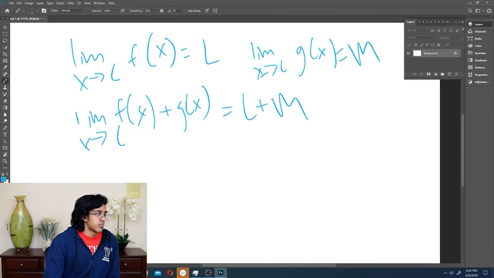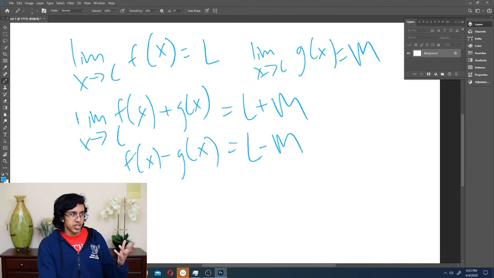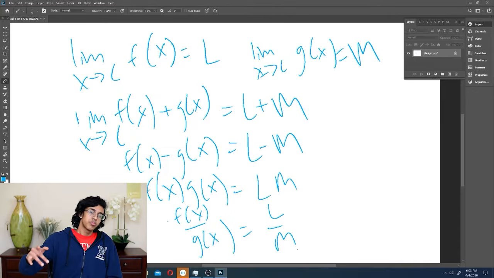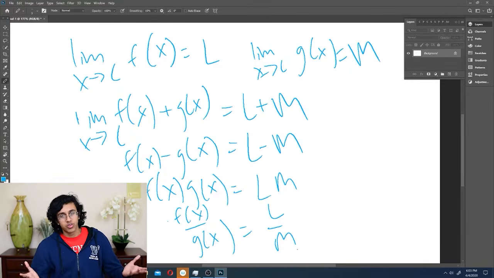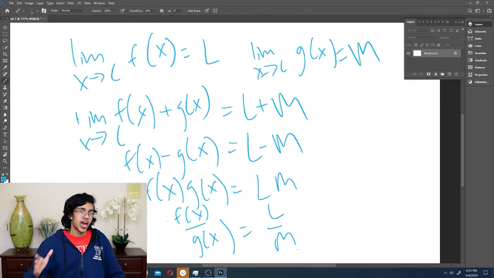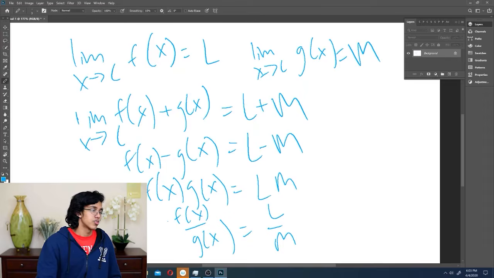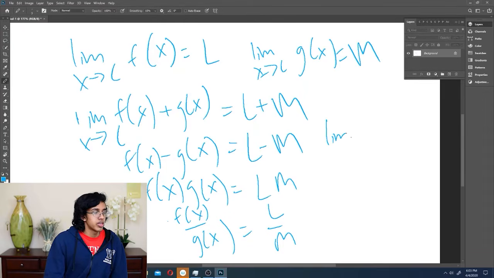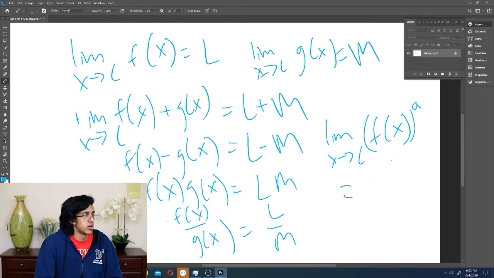And then you can do the same thing for f of x minus g of x. The limit of that as x approaches c is just going to be L minus m. And the same thing for multiplication and division. Now remember, the division one does not work unless the denominator, the bottom side of the fraction, does not equal 0. And then the last one, I said there were 5, don't worry, I know how to count. It says that the limit as x approaches c of f of x to the power a is just equal to L to the a.